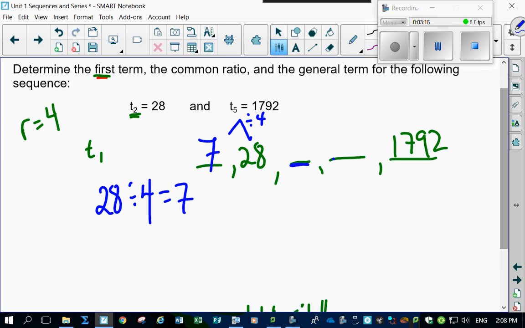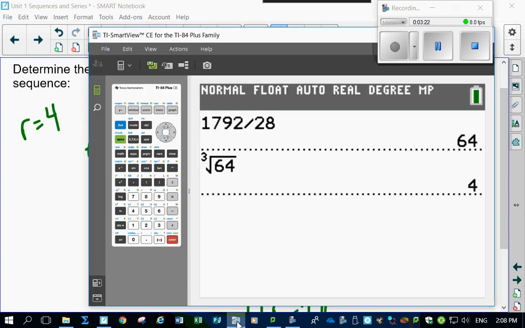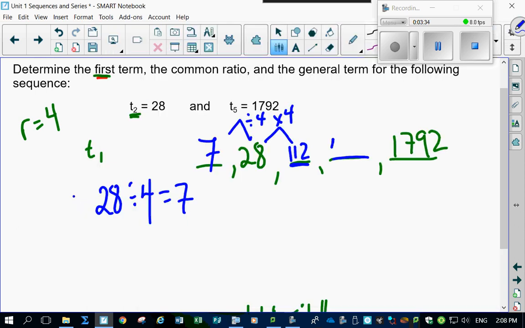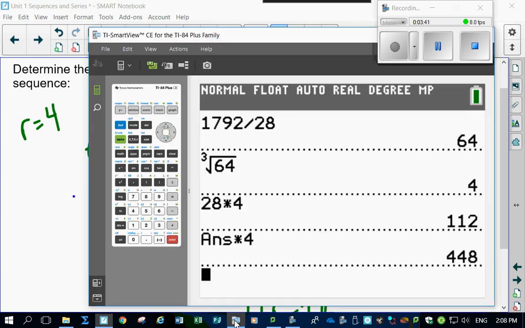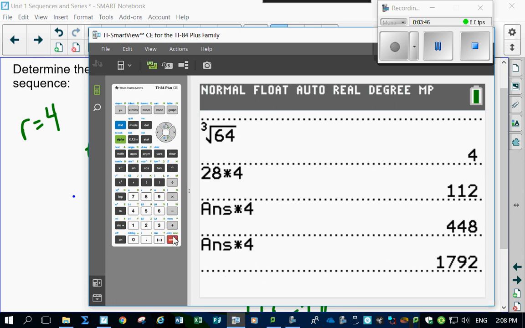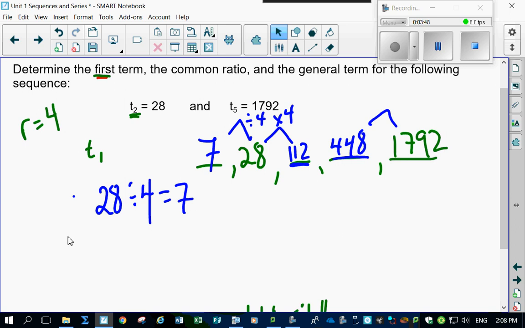We can even find the other terms by multiplying by 4. Let's bring up our calculator. 28 times 4 is 112, and then times 4 again gives us 448. So 112 and 448 are our next terms. You can prove that we did it right, because if we multiply by 4 again, we should get 1792. Let's try it. Multiply by 4. Sure enough, we get 1792, exactly as predicted.